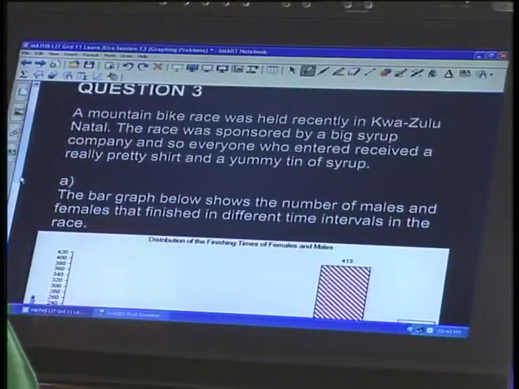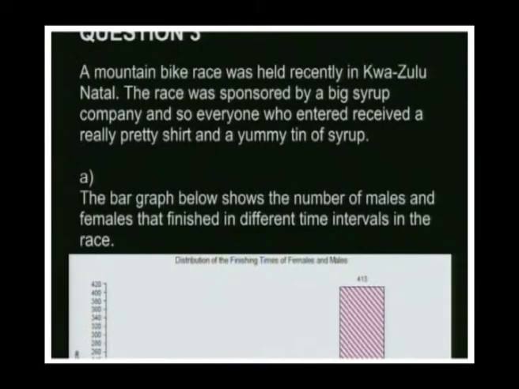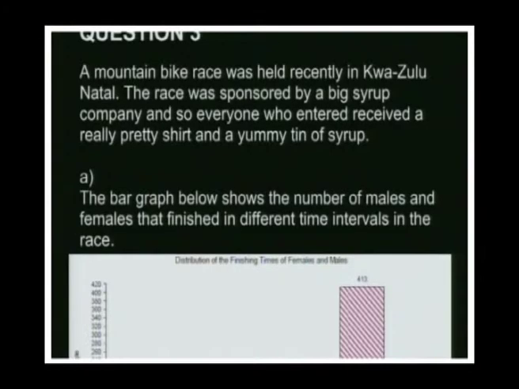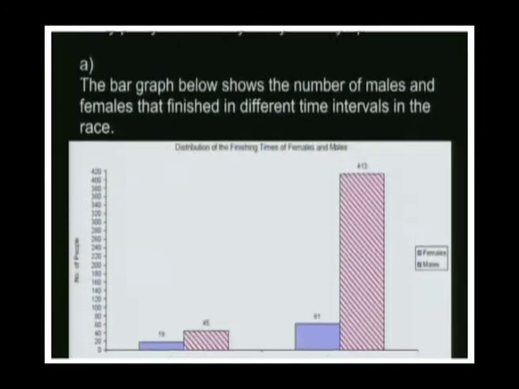Let's now have a look at question number 3. Question number 3 is looking at the ins and outs of a mountain bike race. This mountain bike race was held in KwaZulu-Natal, where it was sponsored by a big syrup company. Now, in KwaZulu-Natal, there's lots of sugarcane fields, and that's where the syrup gets made. Everyone who entered received a t-shirt and a tin of syrup.